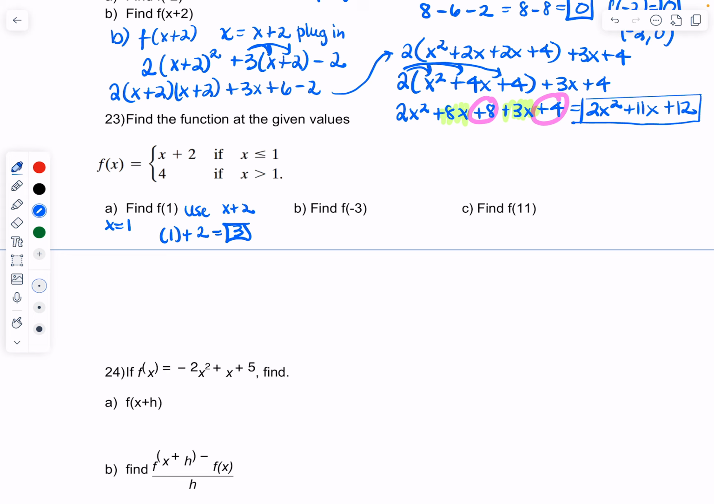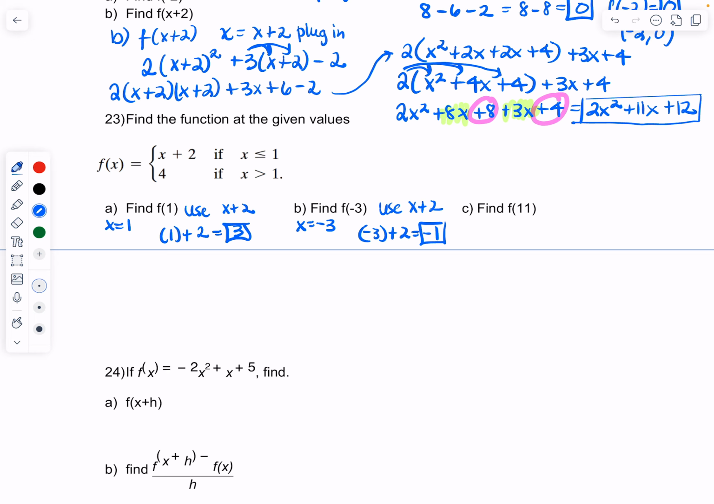Negative 3 is smaller than 1. So I'm going to use the first equation, x plus 2, and wherever I see x, I'm going to plug in negative 3 this time. So negative 3 plus 2 equals negative 1.